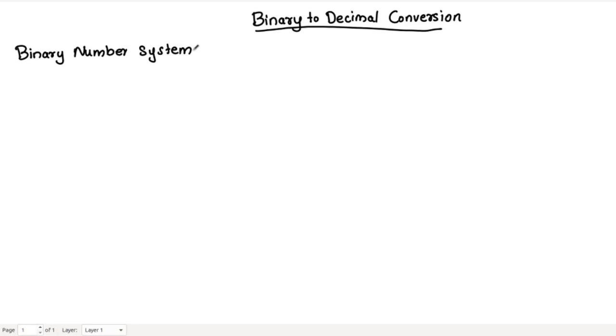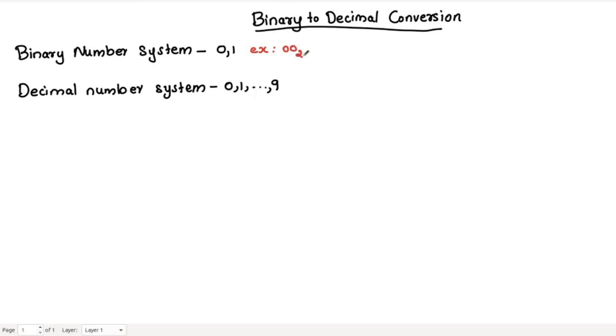This lecture discusses binary to decimal conversion. In the binary number system, there are only two digits, 0 and 1. And in the case of the decimal number system, there are 10 digits, 0, 1 up to 9. For example, in the binary number system, 00 is a binary number.